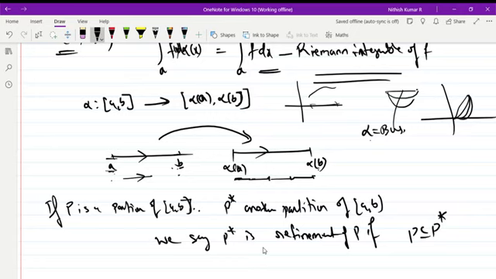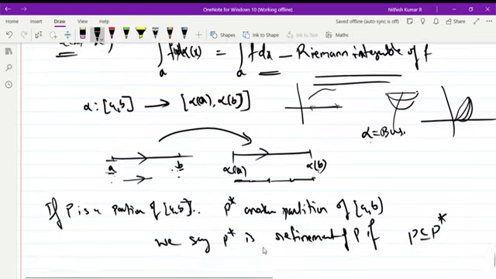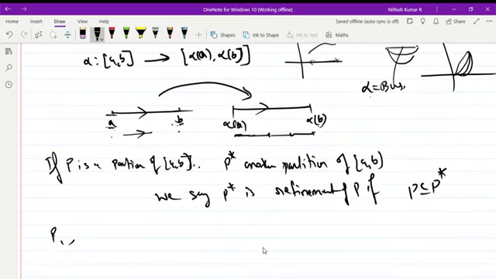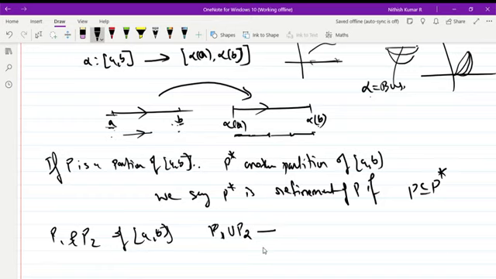Again, some observation: if P1 and P2 are two partitions of closed interval a comma b, then P1 union P2 is also a partition of closed interval a comma b. Moreover, P1 is contained in this, similarly P2 is contained in this. So we can say P1 union P2 is a refinement of P1 as well as a refinement of P2.